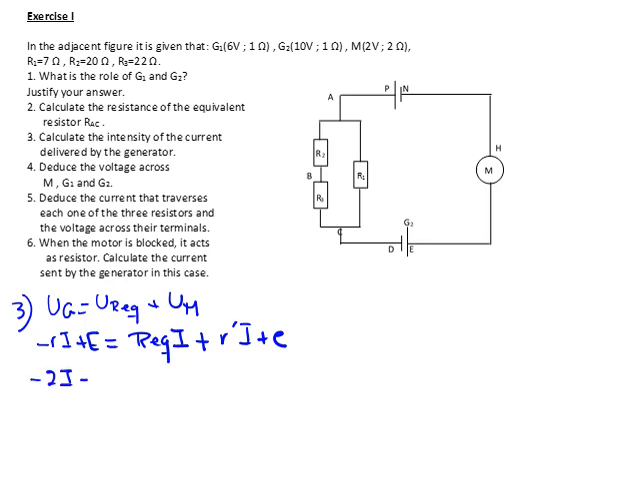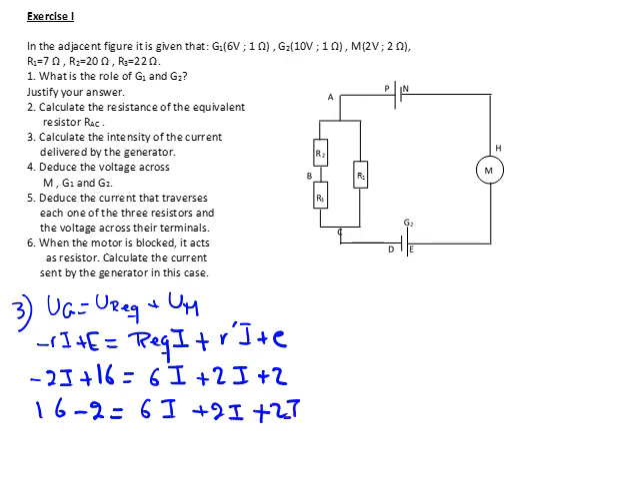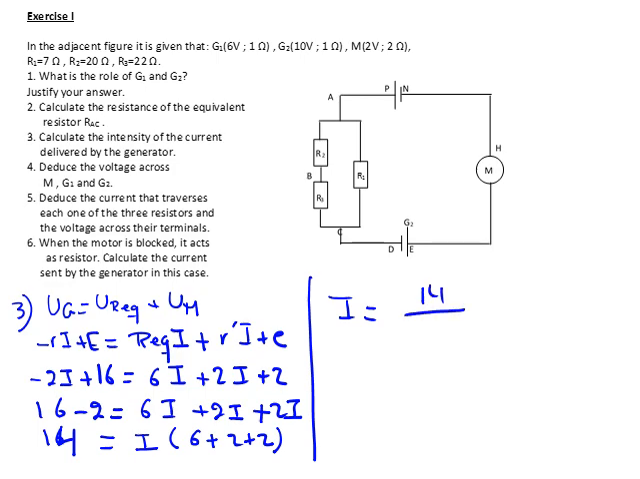Minus 2I plus 16 equals R equivalent times I, which is 6I plus 2I plus 2I. 16 minus 2 equals 6I plus 2I plus 2I. 16 minus 2, 14, equals I times the common factor, 6 plus 2 plus 2, so I is equal to 14 over 6 plus 4, which is 10. 14 over 10 is equal to 1.4 ampere.